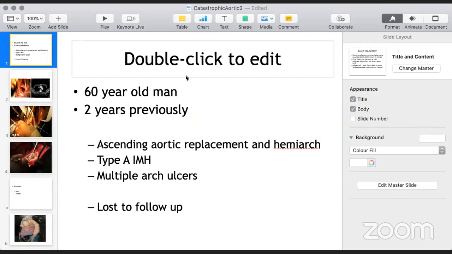So this is a 60-year-old guy. We'd seen him 2 years previously because he'd had an ascending aortic replacement and a hemiarch for a type A IMH with multiple arch ulcers. We probably haven't got time to go into the discussion about how we manage IMH here, but it's maybe a little bit differently than elsewhere.